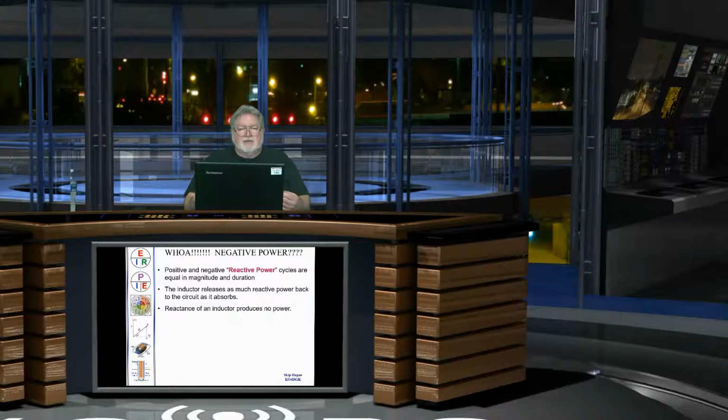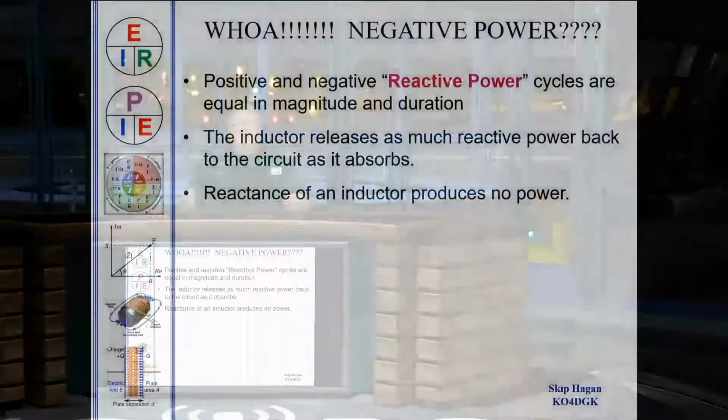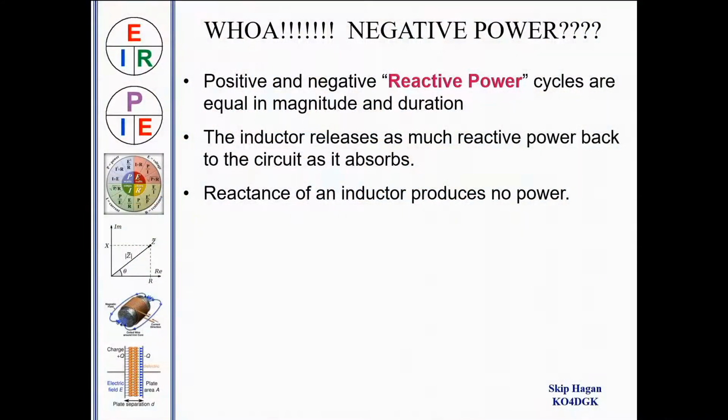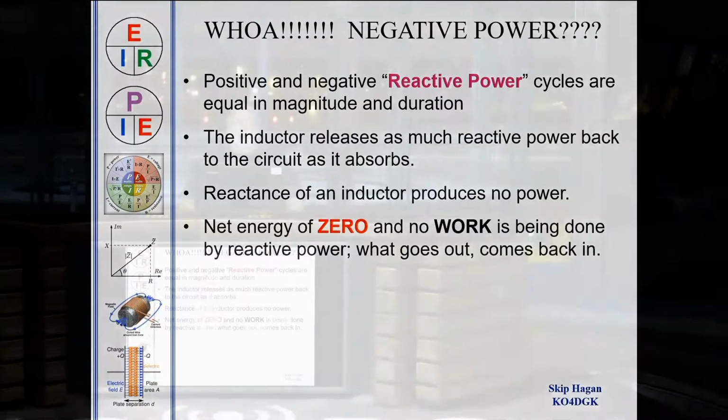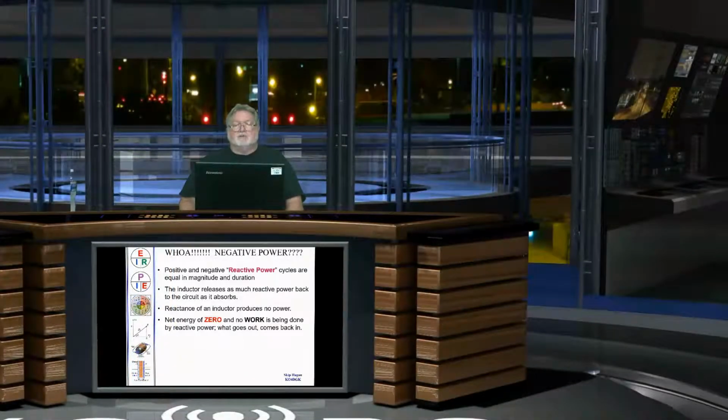The reactance of an inductor produces no power. Reactive power doesn't produce any power at all because it goes out on one half cycle and comes back in on the next half cycle. The net energy produced by reactive power is zero. Hence, no work is being done. Reactive power produces no work. It just goes out, comes back in.